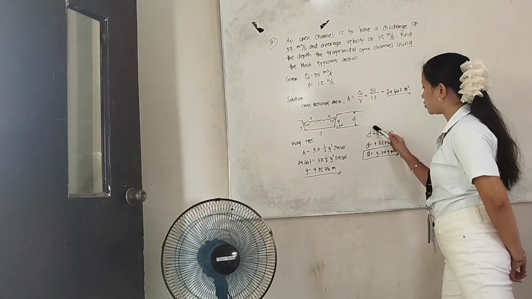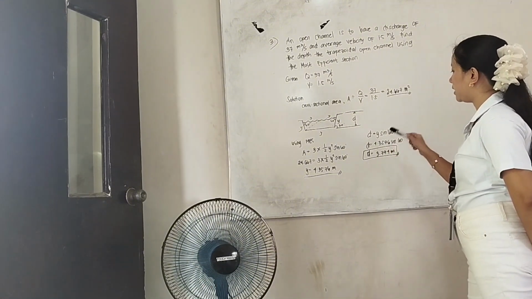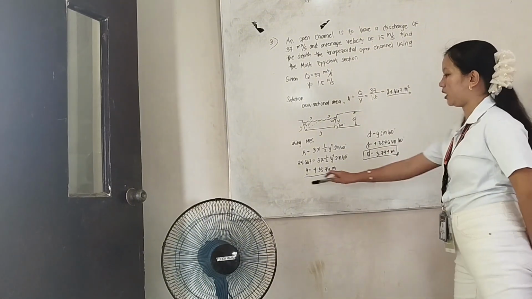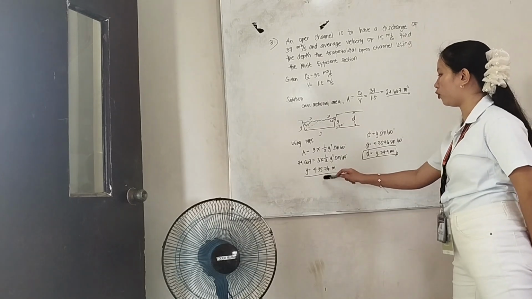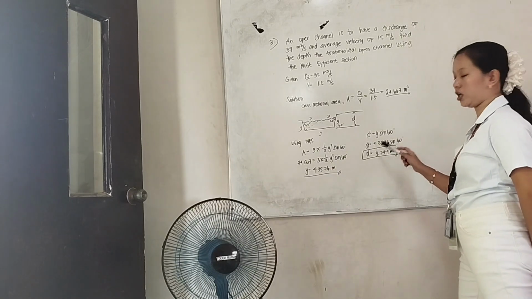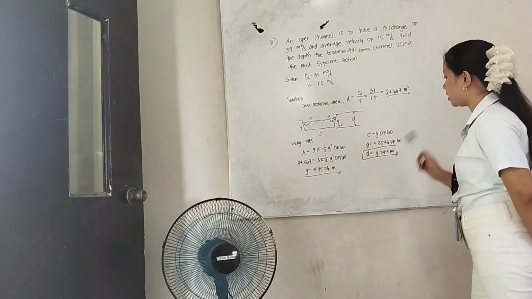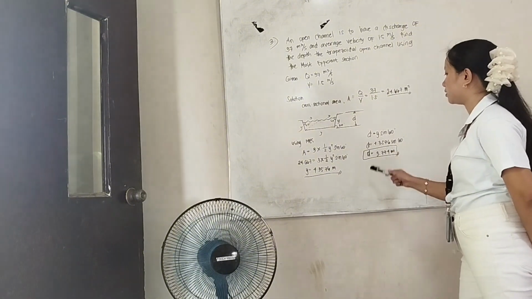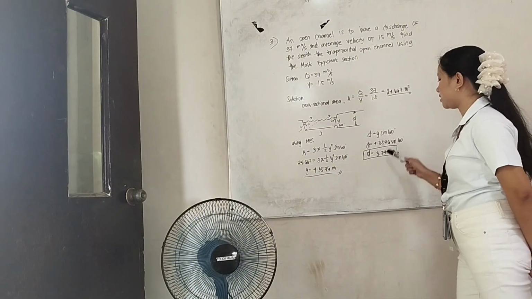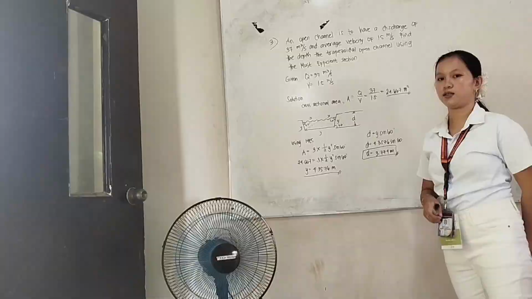So, di ba, ato yung pangita is ang depth. So, ato na mo na siya ang depth, d is equal to y sine 60 degrees. So, ato nakuha na y, which is 4.3576. Ato lang na siya i-input. So, to calculate everything, naka-answer ta, ang depth is we have 3.774 meters.